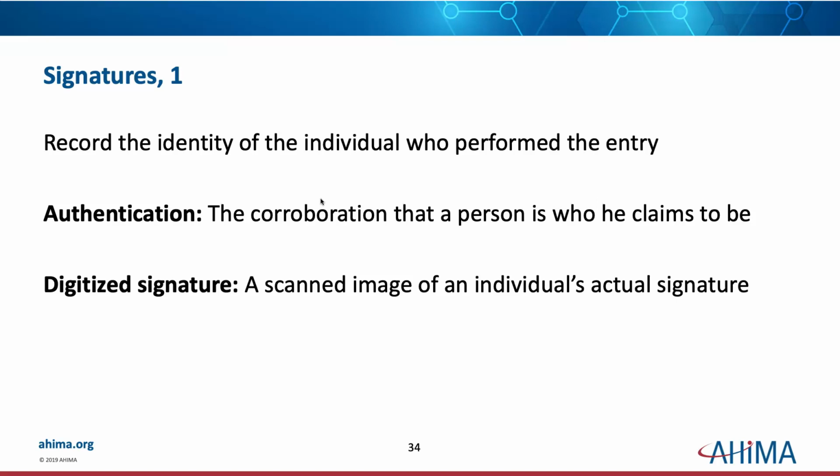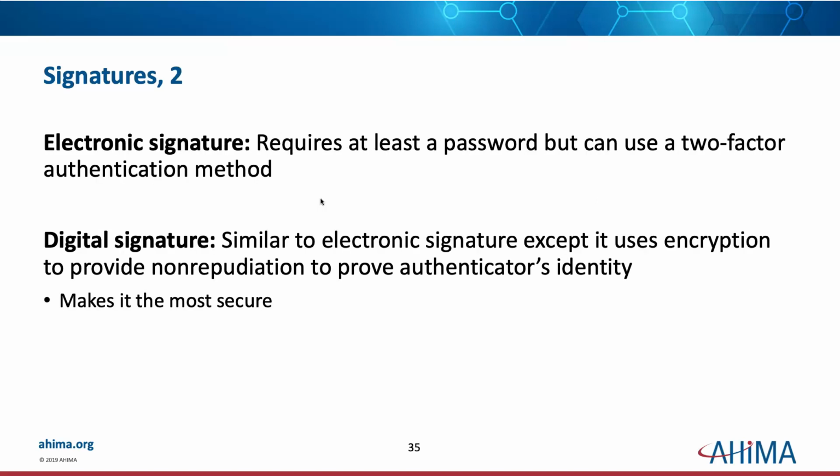Authentication means that the person is who they claim to be. So if I sign a document electronically, I'm authenticating it. I'm saying that I am me and I'm signing off on this document. And that's different than a digitized signature, which takes a scanned image of my actual signature and sets it in there. An electronic signature usually has a password but can use a two-factor authentication method, and a digital signature often has encryption and whatnot.